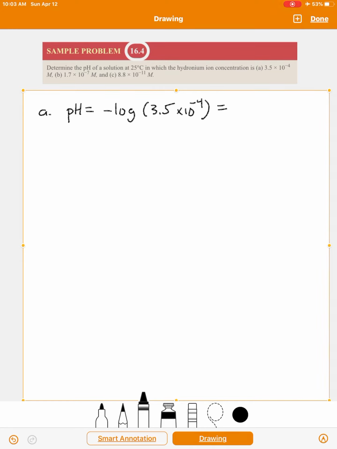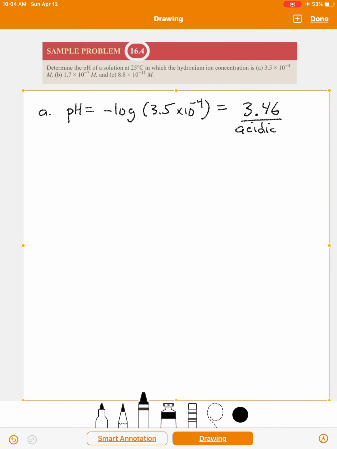pH is a unitless quantity, so don't worry about the molarity. So negative log of that is 3.46. Okay, so we would say this is pH 3.46. It's less than 7. So that means this solution is acidic. Okay, there's more hydronium in the solution than there is hydroxide.